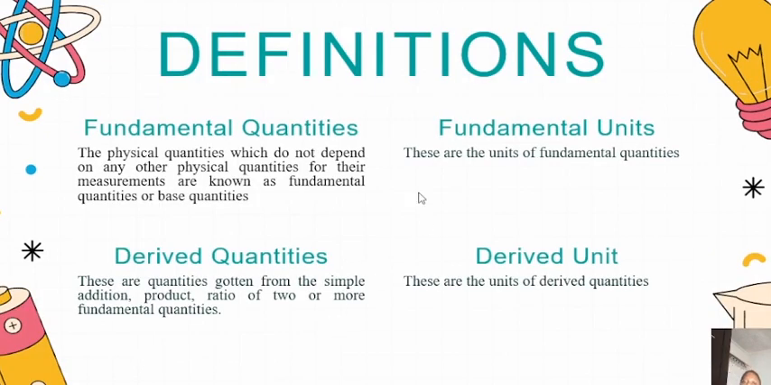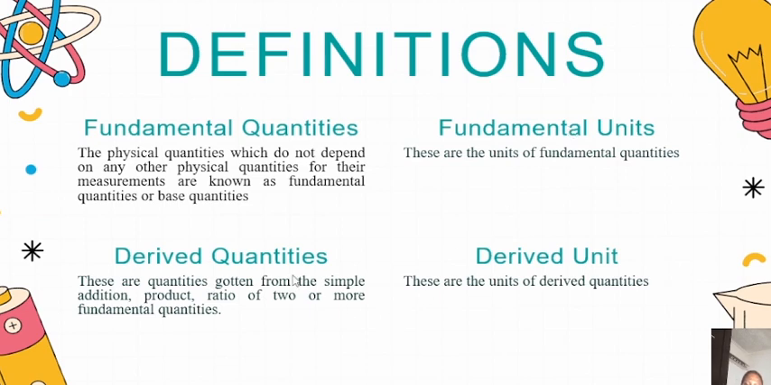So definitions. What are fundamental quantities? Fundamental quantities, the physical quantities which do not depend on any other physical quantities for their measurements, are known as fundamental quantities, or the base quantities. The best way to define fundamental quantities is to say these are quantities from which every other quantity is gotten. It's just like the mother that gives birth to every other quantity. And just as the name implies, fundamental units are the units of the fundamental quantities.